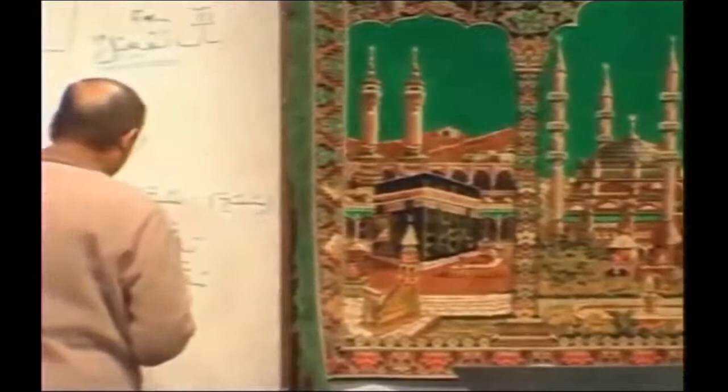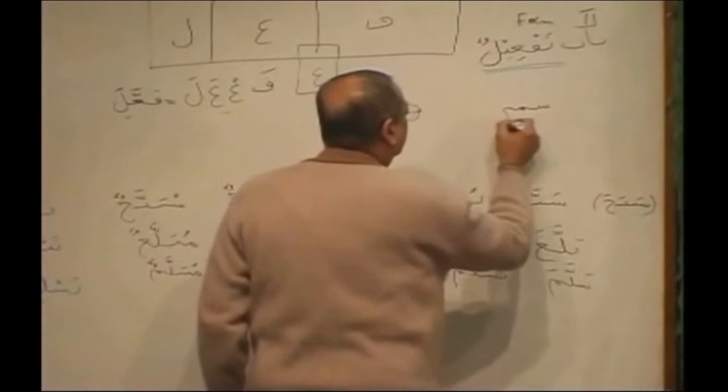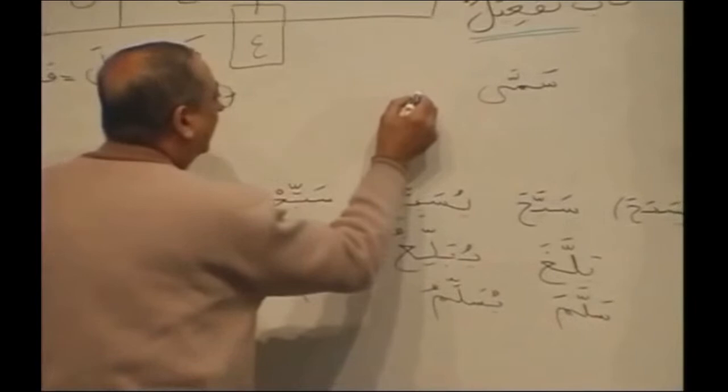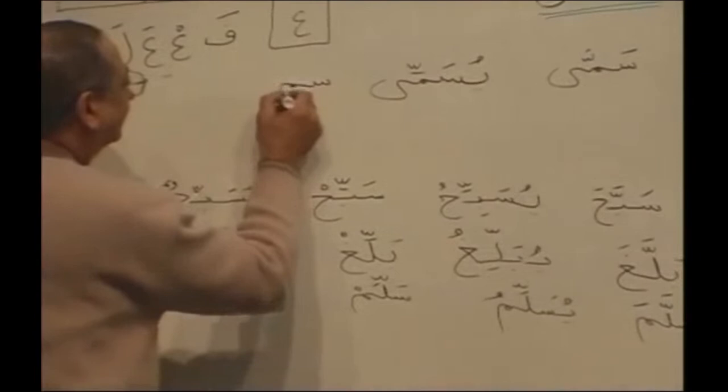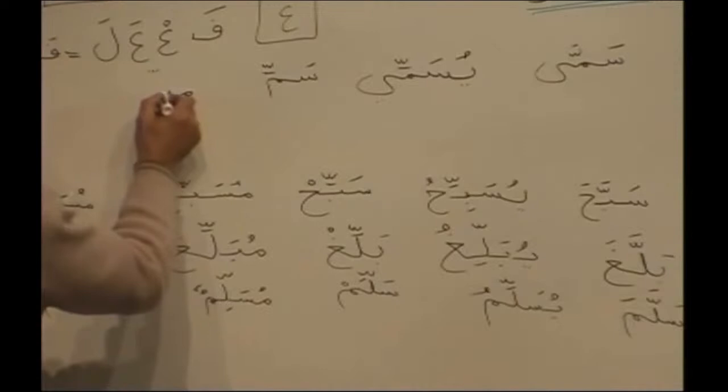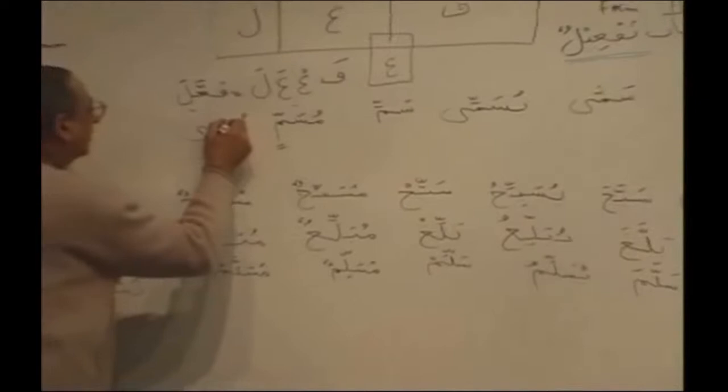Maybe I should write a couple of these things, brother. Samma. What will be the mudari'? Yusammi. Yusammi. Amr. That's all. And then ism fa'il, ism maf'ul. This is how you will write it down.